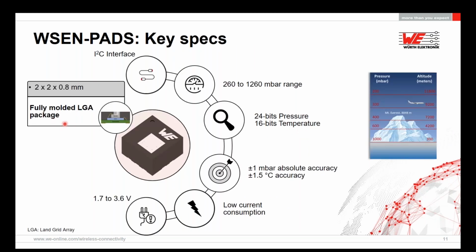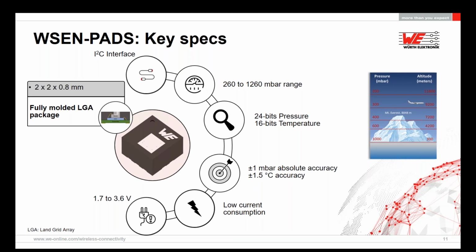Let's have a look at some key specs of the sensor. As mentioned, the sensor is fully molded in a 2 by 2 millimeter, very small footprint, square interface. The pressure range it can measure is from 260 millibar to 1260 millibar. If you see on the right hand side in the image, the 1260 millibar range is almost below sea level, because sea level pressure is around 1000 millibar. On the other hand, 260 millibar corresponds to almost 9,000 to 10,000 meters of altitude, where normally the flights fly.